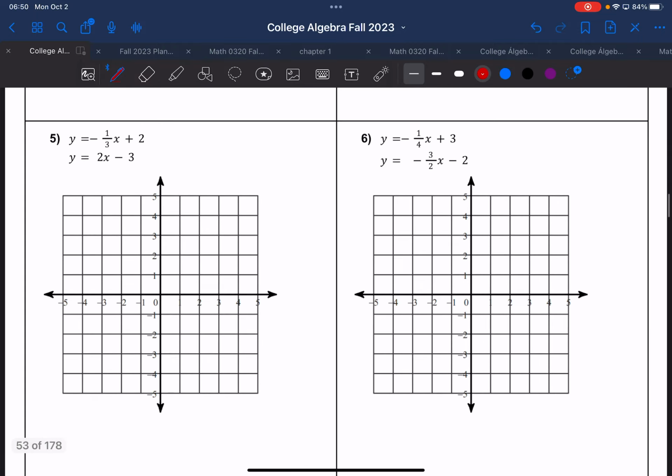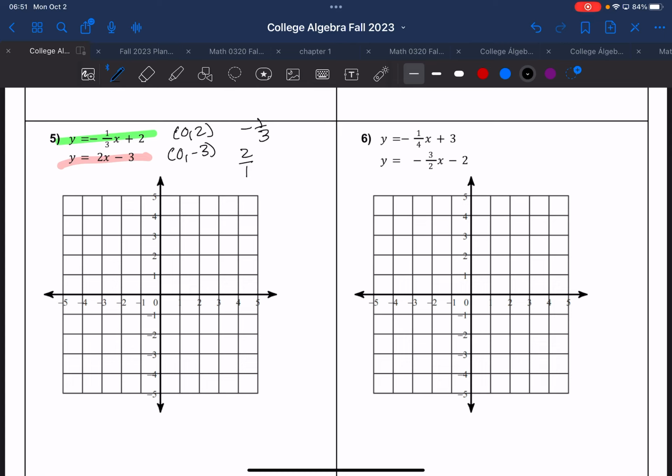Okay, let's look at number 5. So on number 5, again, both of my equations are in that y equals mx plus b format. So I'm going to find my y-intercept for both. So my y-intercept for the first one is what number? 0, 2. What about for the second one? Good. And the slope for the first one? And the slope for the second one? 2 over 1, and we write it over 1 because we're graphing.